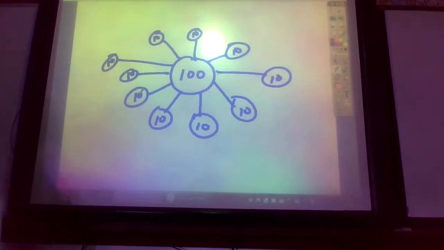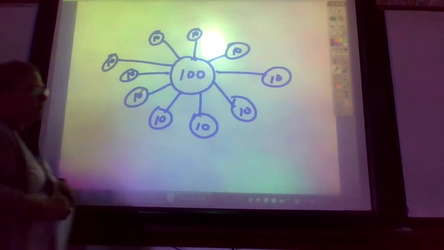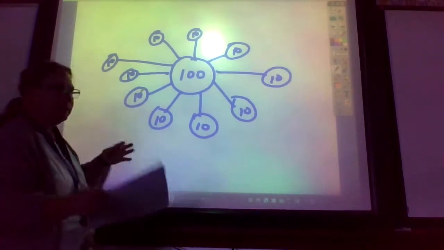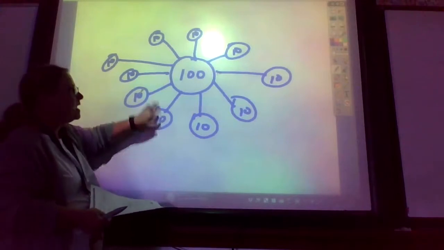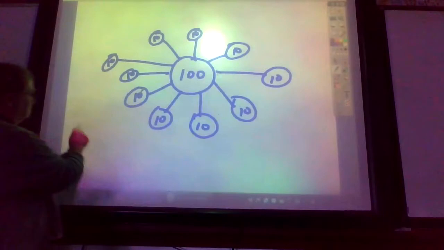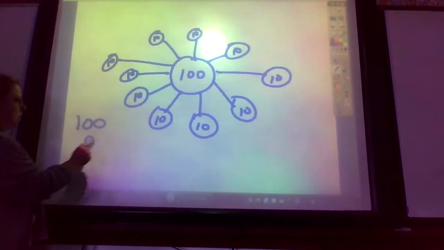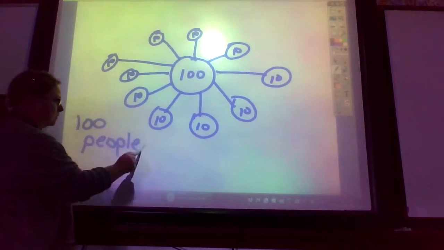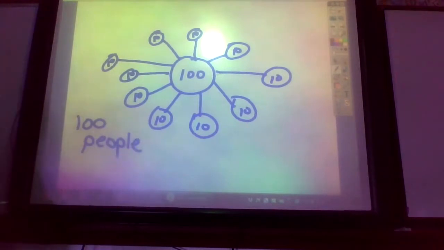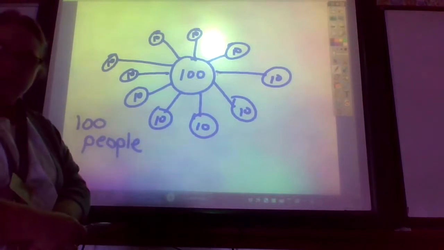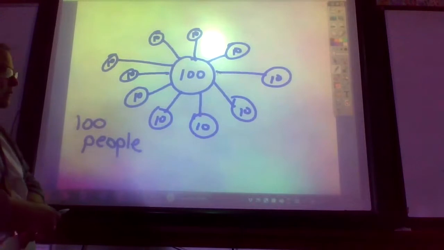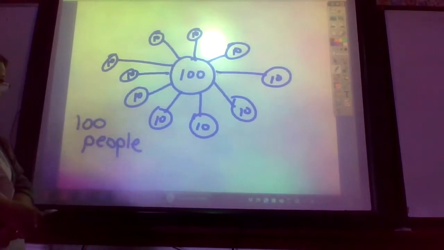So, it's just different ways to show what we already learned the other day. So, my answer for my problem would be 10 tens or 100 people. 100 people would find a $10 bill, okay? We're just working it down backwards. It's just one of those lessons that they're trying to show you the relationship between tens and hundreds and how many tens are in 100, how many hundreds are in 1,000, okay?